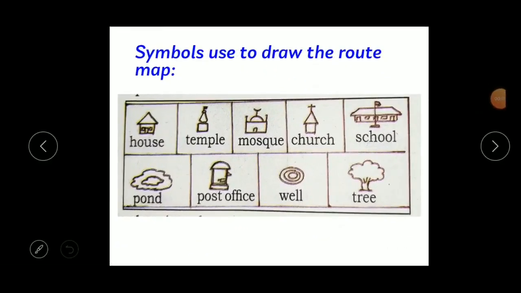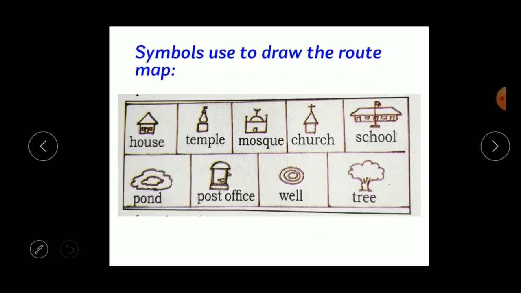Now let's move to another concept, that is the symbols used to draw the route map. Okay, here are a few symbols. Can you see the symbols, children? Yes. So instead of drawing the whole house, temple, mosque, church, tree, well, etc., we can use symbols. Okay, this symbol represents that particular thing.